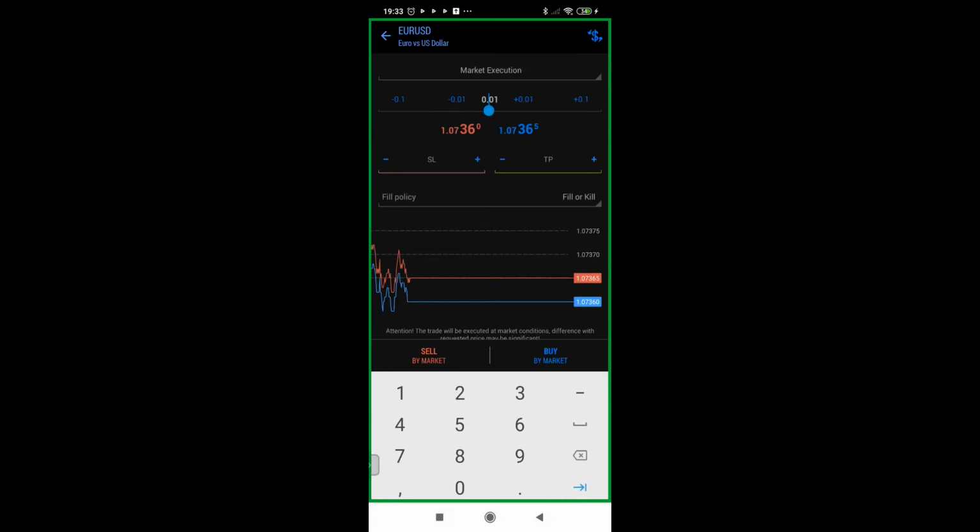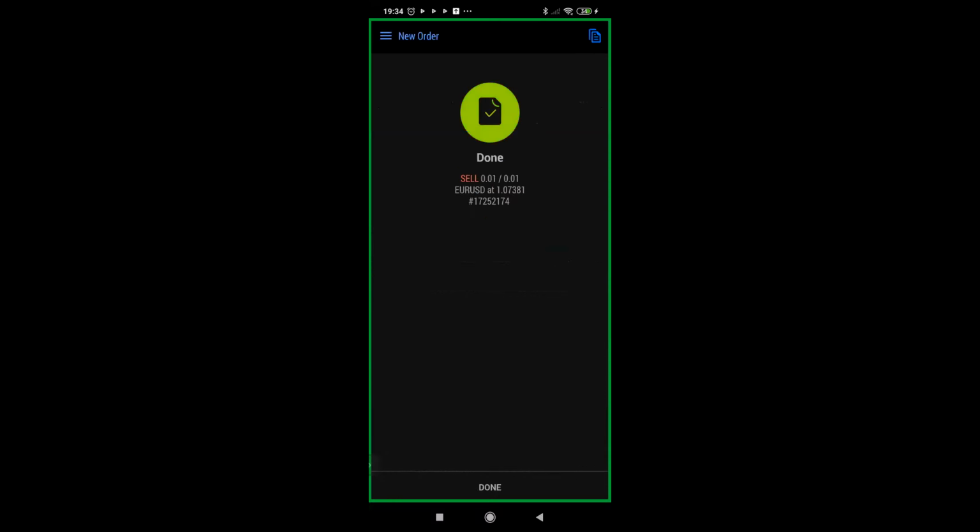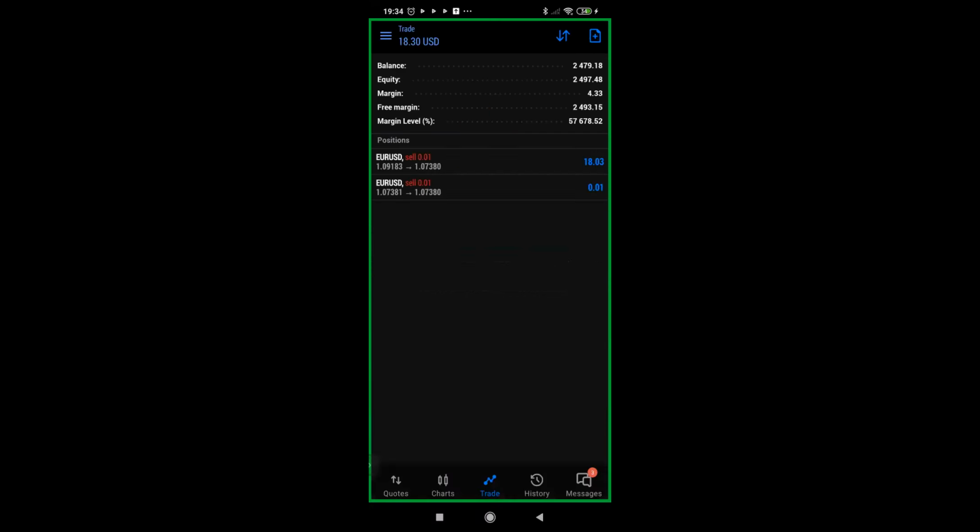So at the middle, where you have 0.01, that is where you change your lot size. If you want to use a micro lot or a mini lot or a standard lot, this is where you do all those settings. So let's say I want to use 0.02 or 0.01, anyone. SL is your stop loss, TP is your take profit. All right, so you can open a buy or sell trade without actually putting a stop loss or TP. You can always add it later on. So let's click on sell. You can see when I click on sell, immediately, all right, my trade is open. You can see it.